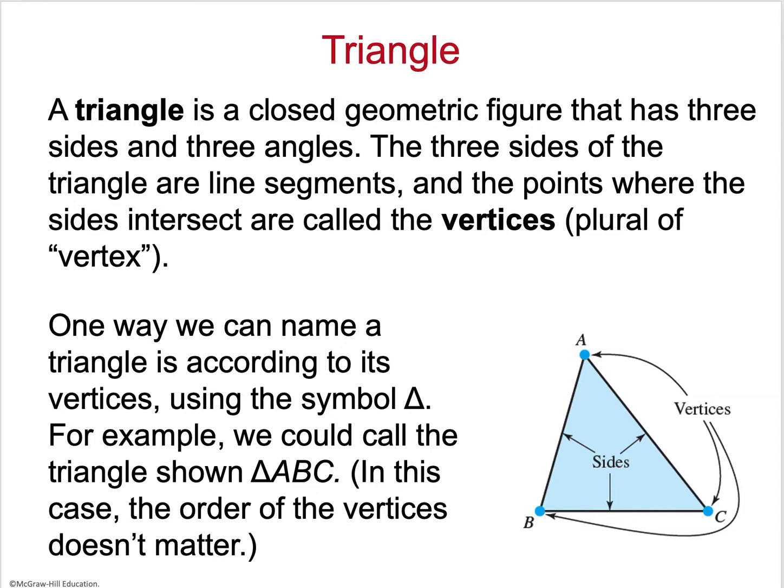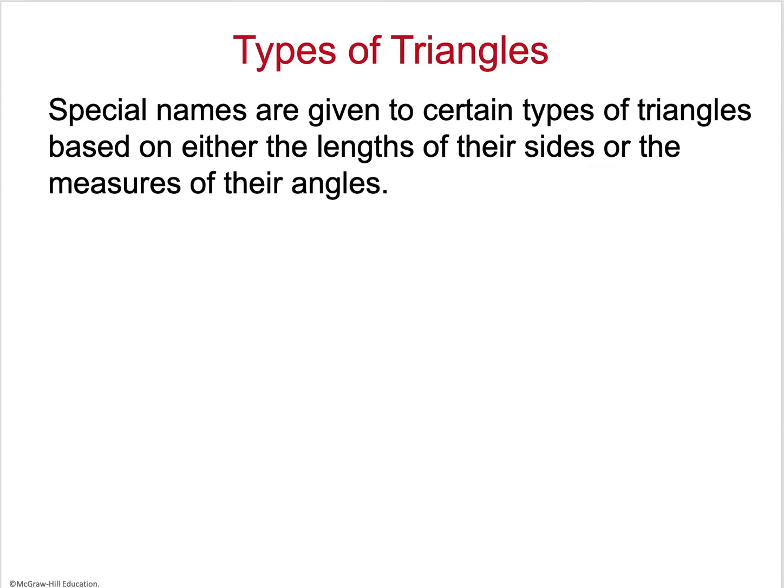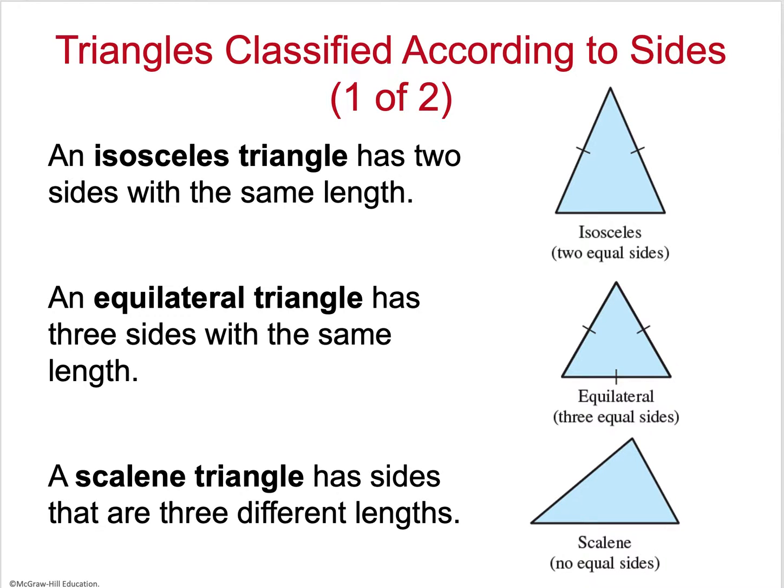Triangles are named with the 3 labels for each vertex. So I could call this ABC. I could call it ACB. I could call it BCA. The order does not matter as long as it encompasses each vertex. Triangles have several different names and classifications.